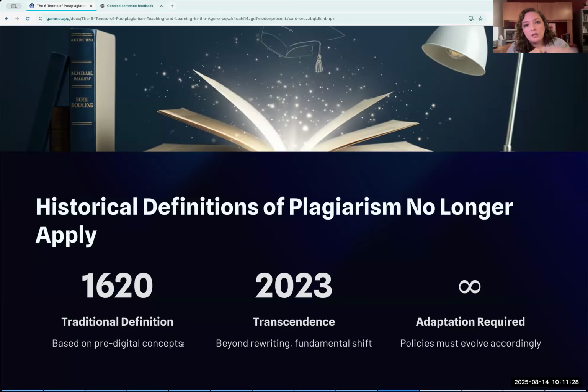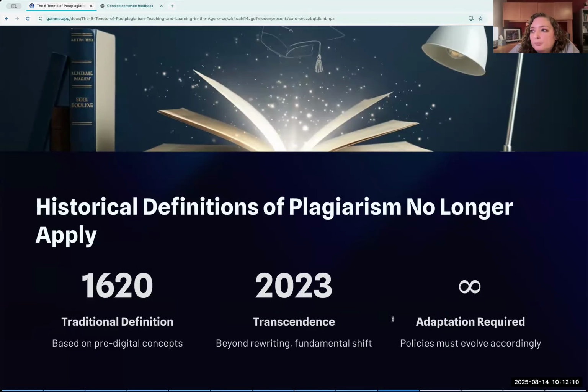Now anybody can go in and highlight something, copy and paste it, right? And that's plagiarism. So as technology advances, we adapt these ideas of thought theft to new technology. But at some point, where do we have to just completely transcend the definition, is her argument. So she states, at this point this is beyond rewriting. There's a fundamental shift, so adaptations are required. Policies have got to evolve, transcend what we currently understand as plagiarism.